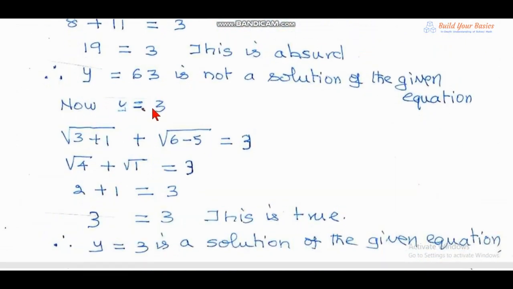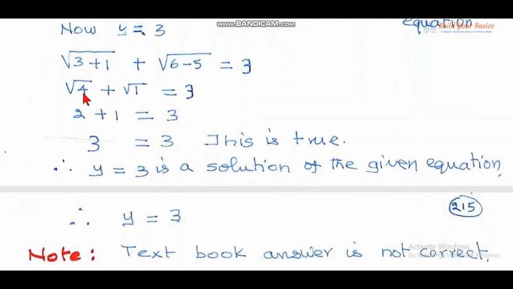Now y equal to 3. Given equation, you substitute y equal to 3. Root of 3 plus 1 plus root of 6 minus y equal to 3. That is root 4 plus root 1 equal to 3. That is 2 plus 1 equal to 3. 3 equal to 3. This is true.